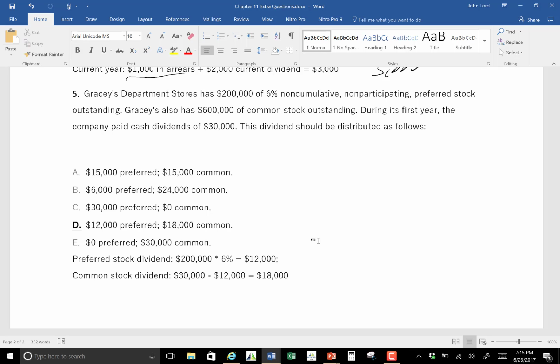Since the total dividend was 30,000, the remainder goes to the common shareholders. Now, if there had been dividends in arrears, let's say the problem told you there was $2,000 dividend in arrears, then the dividend in arrears would get paid first, wouldn't it? And then the rest would go to the common shareholders. Well, in this case, you're right. It's non-cumulative, so if they didn't declare it in the first year, it wouldn't accumulate to the second year.